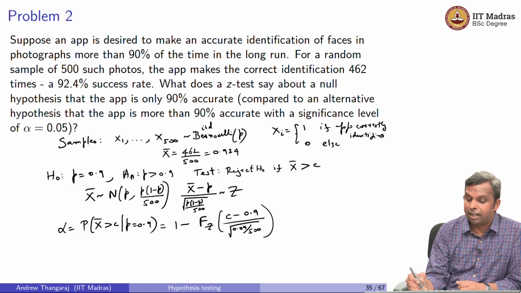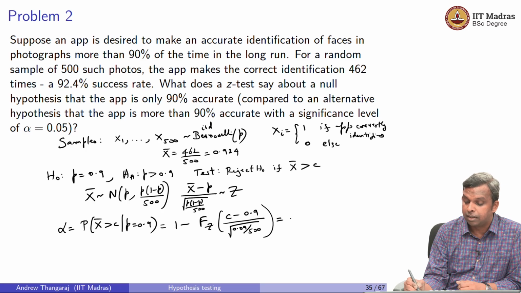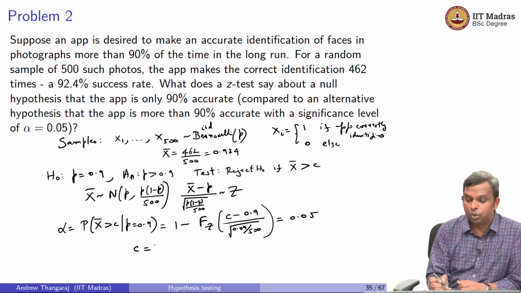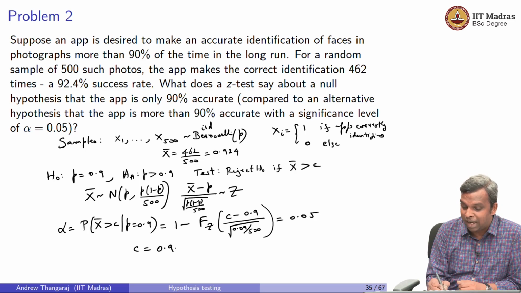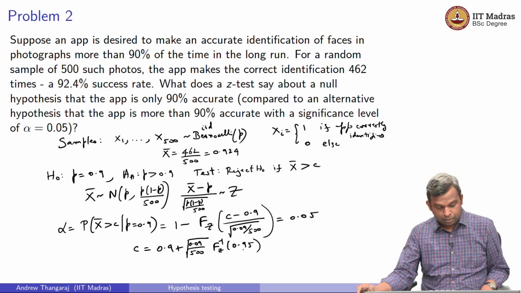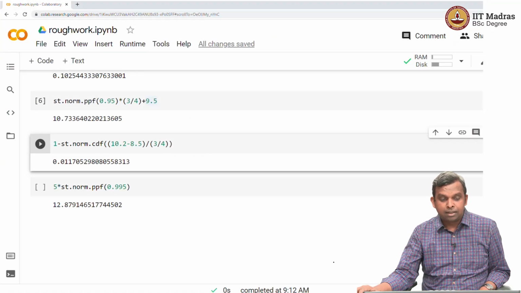The square root of 0.09 is actually 0.3. So you can rewrite this if you like. What is this? This has got to be 0.05. From here, it's the same calculation as before: 0.9 plus square root of 0.09 by 500 times Fz inverse of 0.95. By now, this calculation must start to look very familiar to you. For the right-sided case, at least, this is very easy.